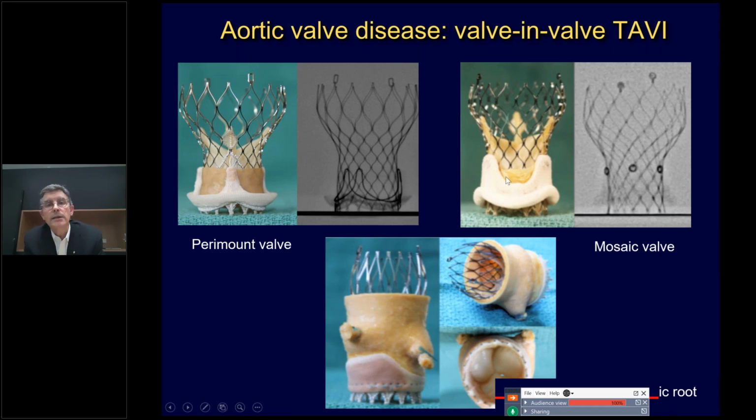It has some little islets in the top of the peaks of the crowns here, but nothing down at the annular level. And the worst of all is the Freestyle aortic root. This is a pig aortic root that's got a valve in it. It's got a cuff of aortic root, but there is no metal in it. There's no material in it that we can see fluoroscopically. So they can be a real challenge.